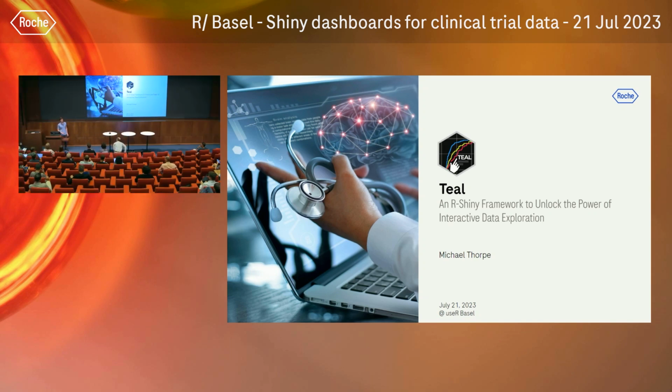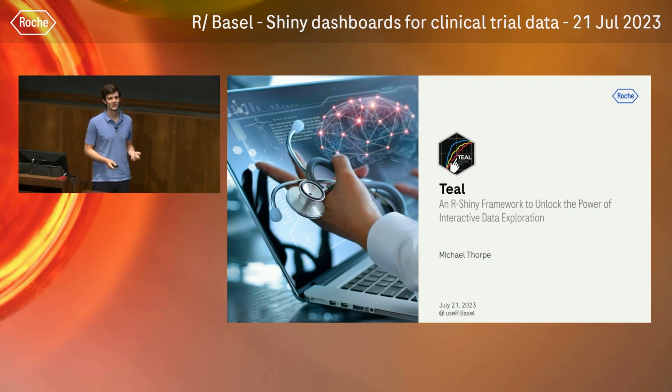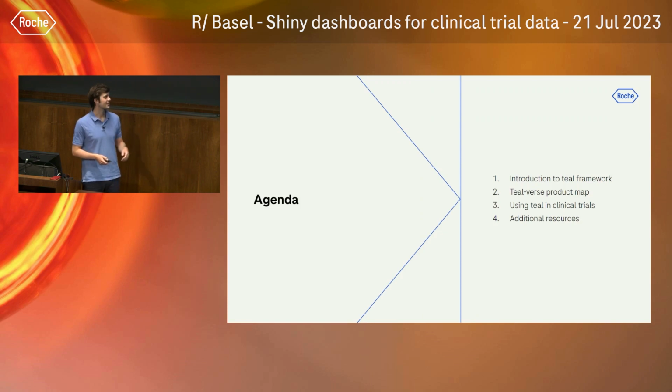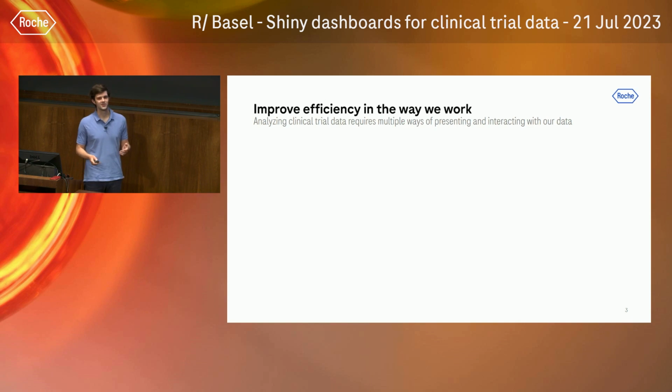So I have 10 minutes to try and give a nice overview of Teal as quickly as possible. I'm working as an analytical data scientist at Roche, working on clinical trials. And Teal is an R Shiny framework to really unlock the power of interactive data exploration. Just a quick agenda: I'm going to give you an introduction to the Teal framework, a bit of a Tealverse product map, how we use Teal in clinical trials, and then some additional resources around Teal and where you can look up further information.